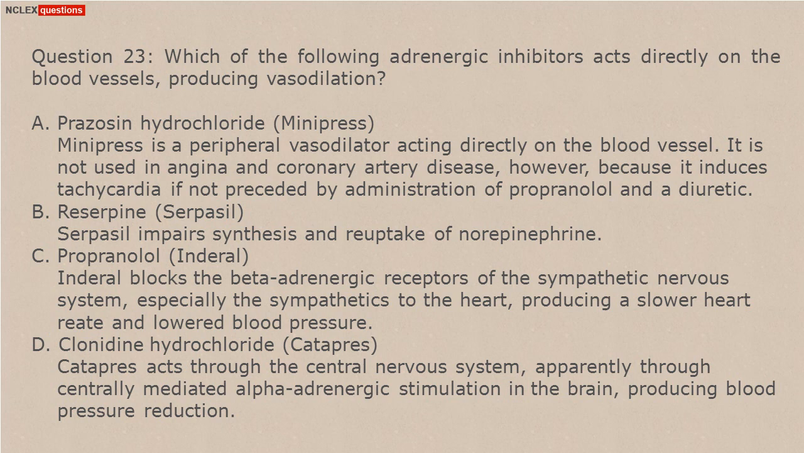B. Reserpine, Serpasil. Serpasil impairs synthesis and reuptake of norepinephrine. C. Propranolol, Inderal. Inderal blocks the beta adrenergic receptors of the sympathetic nervous system, especially the sympathetics to the heart, producing a slower heart rate and lowered blood pressure. D. Clonidine hydrochloride, Catapres. Catapres acts through the central nervous system, apparently through centrally mediated alpha-adrenergic stimulation in the brain, producing blood pressure reduction.